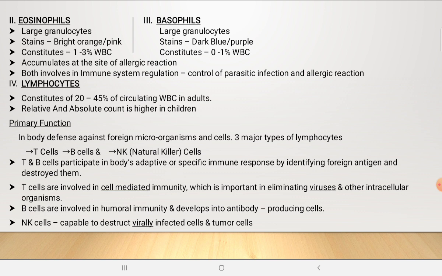B cells are involved in humoral immunity and develop antibody production in the cells. Now, NK cells or your natural killer cells, they are capable of destroying virally infected cells and tumor cells. Very important cells. So, if the number of NK cells increases, you should identify it as a condition.